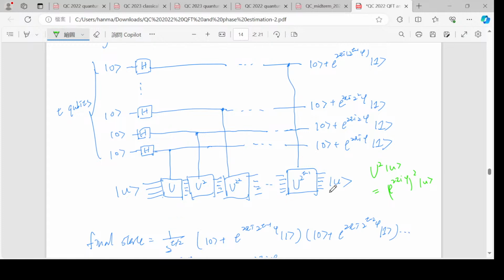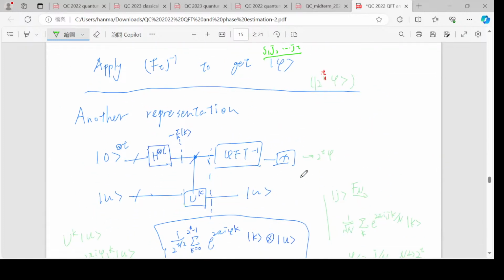So what I want to say is, if you don't have this gate, then you need to actually use 2 to the t controlled U's here, and that's just too expensive. It's actually 2 to the t minus 1, but of similar order.